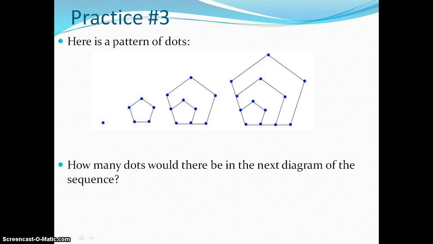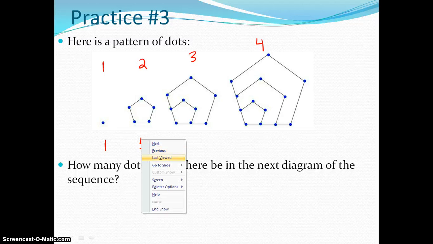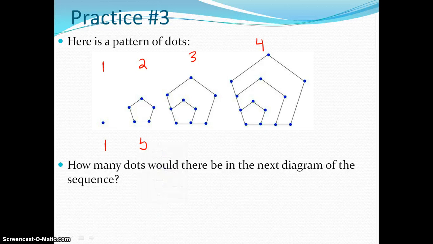And here's a pattern of dots. How many dots would there be in the next diagram of the sequence? Alright, so this is one of those where you have a shape and you have to figure this out. So figure number 1 has 1 dot. Figure 2 has 5 dots. Figure number 3 has the original 5 dots here, plus 1, 2, 3, 4 more. So a total of 9.